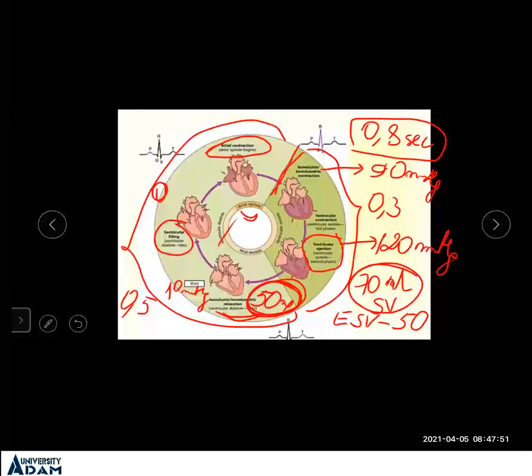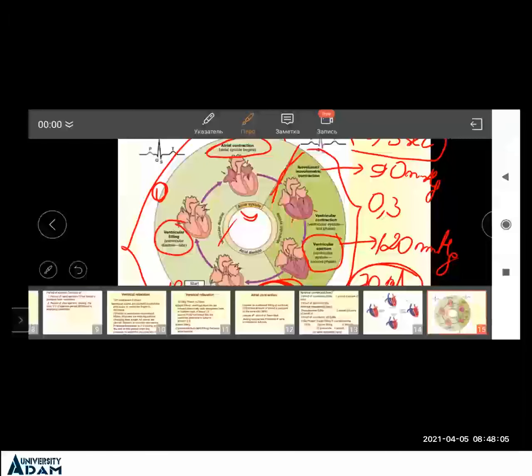In ventricular systole, pressure rises and causes closure of the mitral and tricuspid valves. Understood, students?